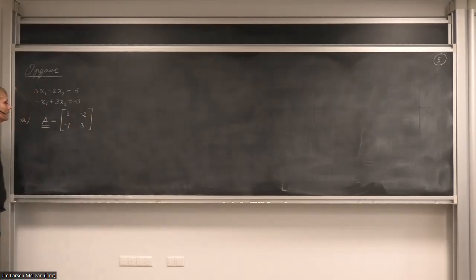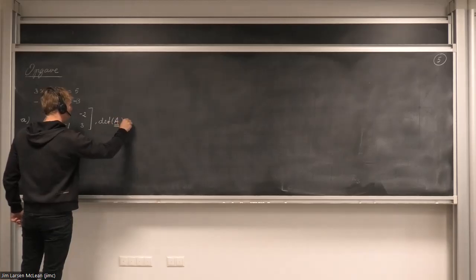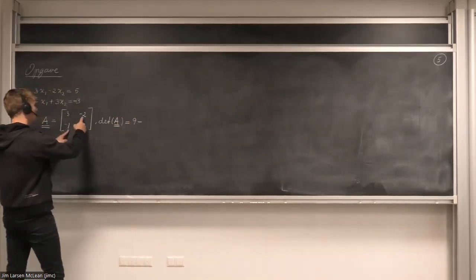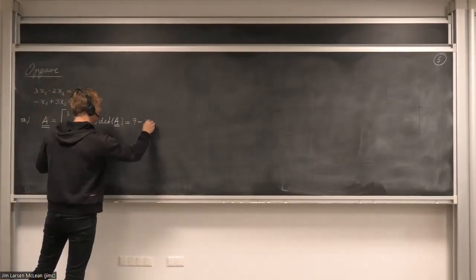And then it says you need to find the determinant of this matrix, and it's easy when it's a 2 by 2, because it's just this times this minus this times this. So the determinant gives us 3 times 3, which is 9, minus 1 times minus 2, but that equals plus 2, and 9 minus 2 is 7.